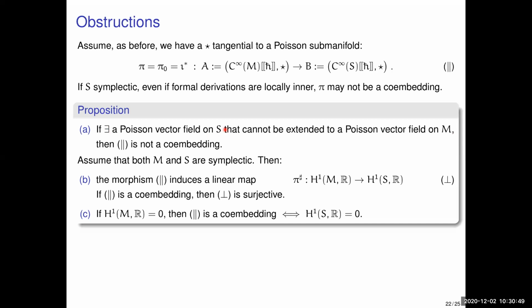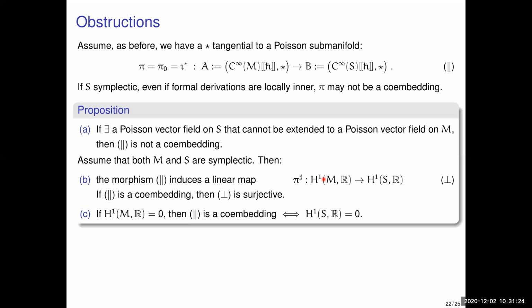And the first part is something that you can expect because of the remark that I presented before, that at order 0 derivations are just Poisson vector fields. If M and S are both symplectic, then you can prove that the morphism pi induces a morphism from H1 of M to H1 of S. And if pi is a co-embedding, then this morphism should be surjective. Morphism here is just, I mean, a linear map.